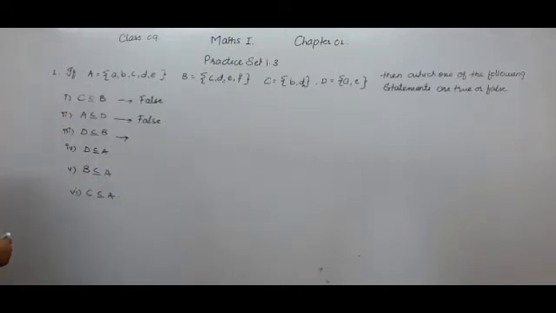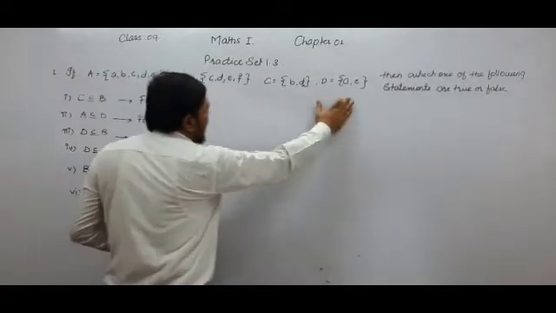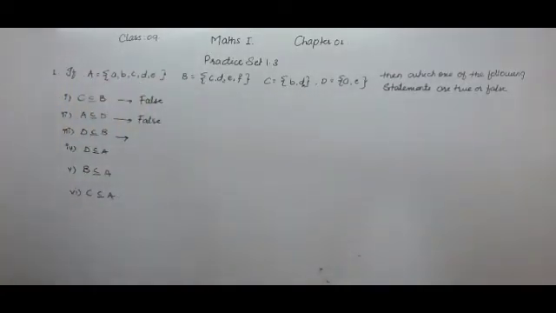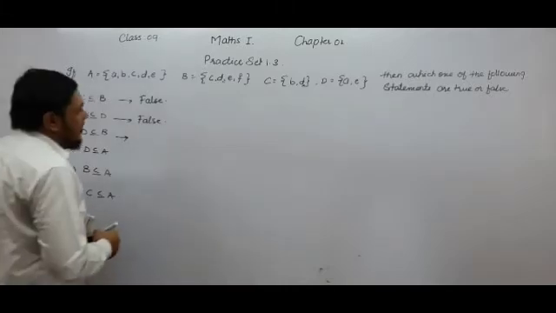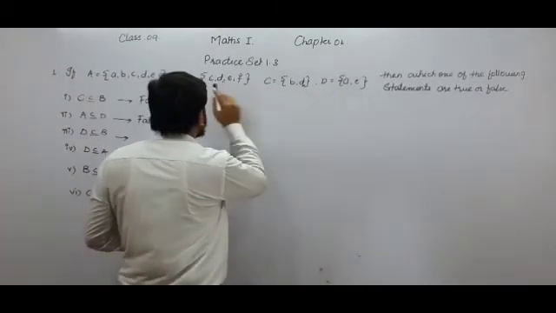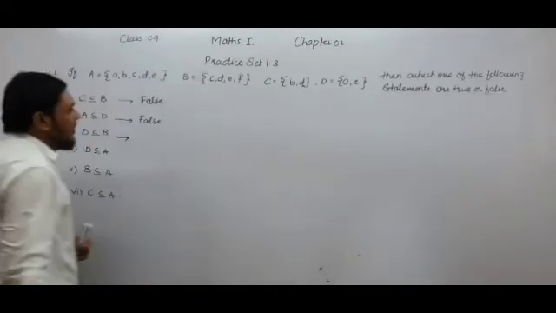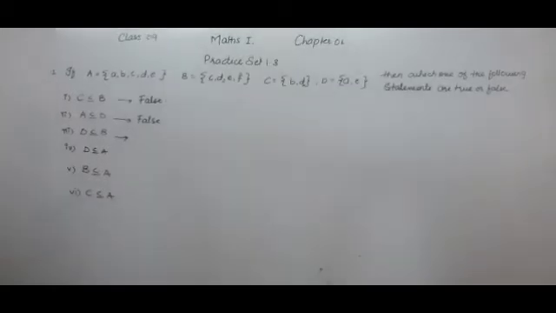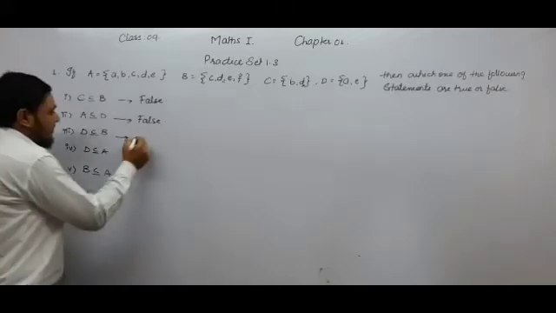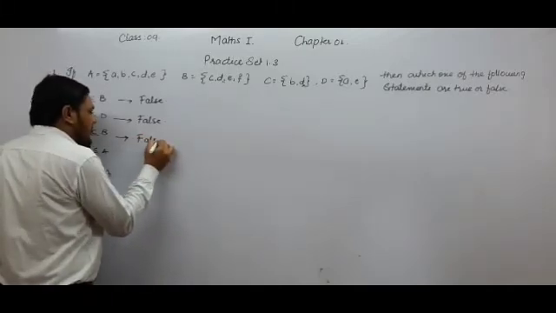Students, now the third statement is D is the subset of B. So let us observe set B and set D. Is D a subset of B? No, because only one element is common, E. E is there in set B and set D, but A is absent in set B. So B does not contain all the elements of set D. That is why this statement is also false.